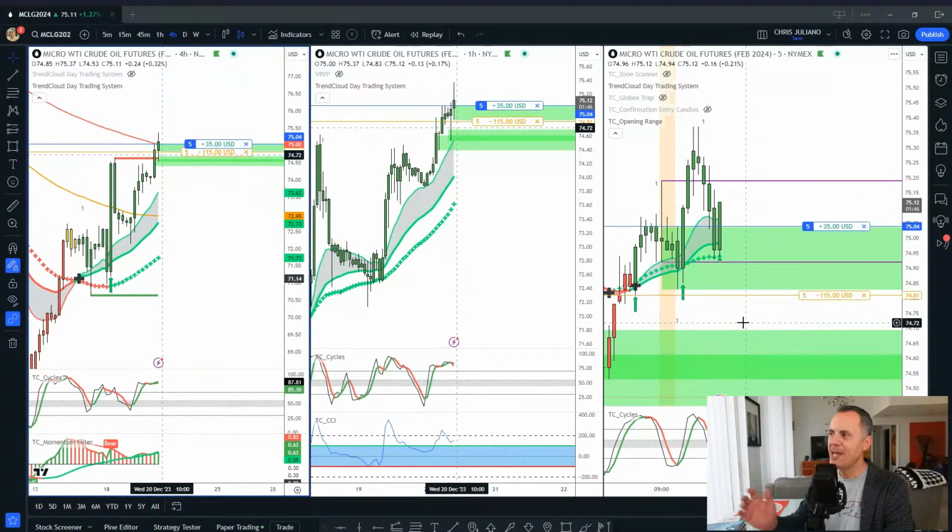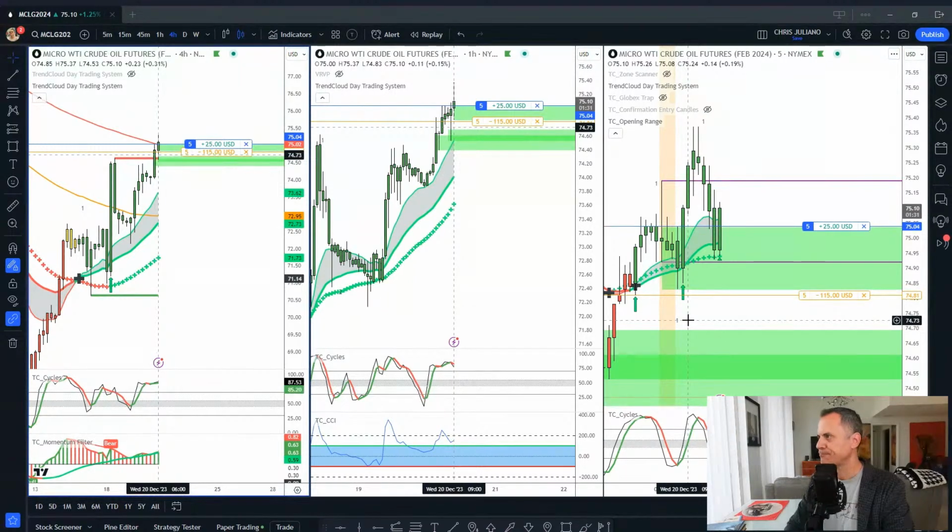Okay, guys? Look at that. Beautiful move. And we're even getting a little TrendCloud signal here, right? Beautiful move off of that 5-minute 50 simple moving average. Let's see if it follows through, right?